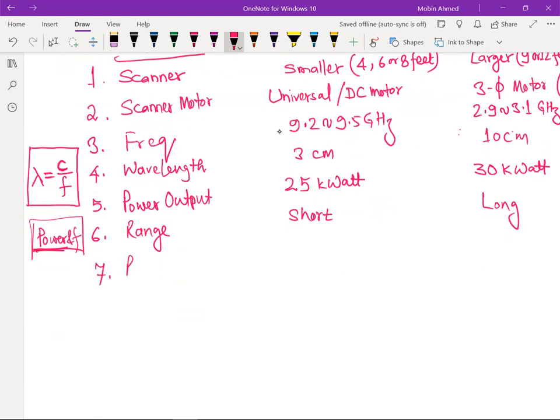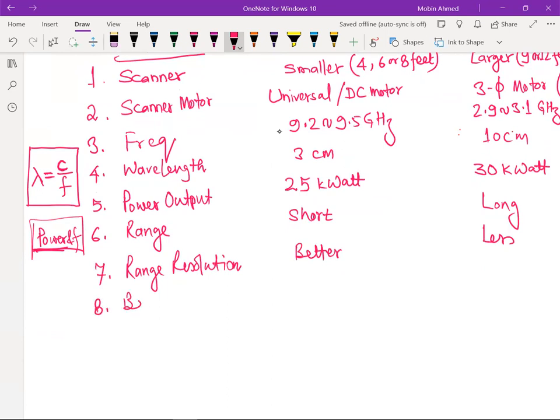7, range resolution. Range resolution is going to be better in the X band, whereas it is less in this.